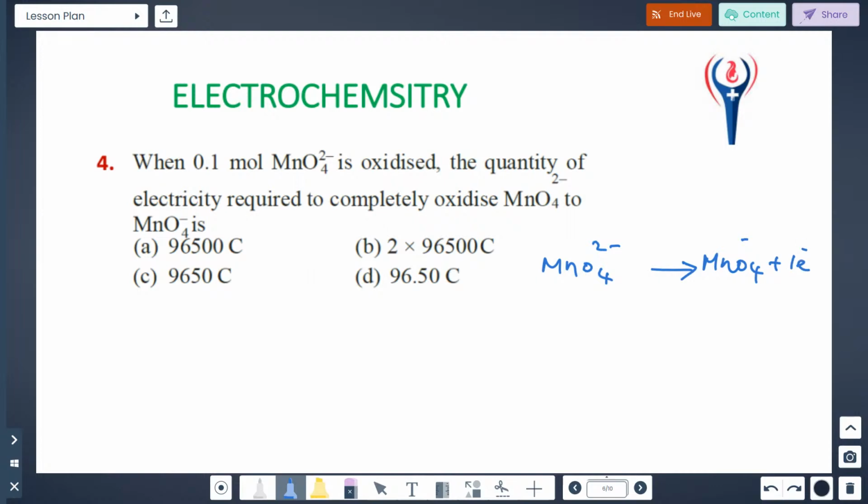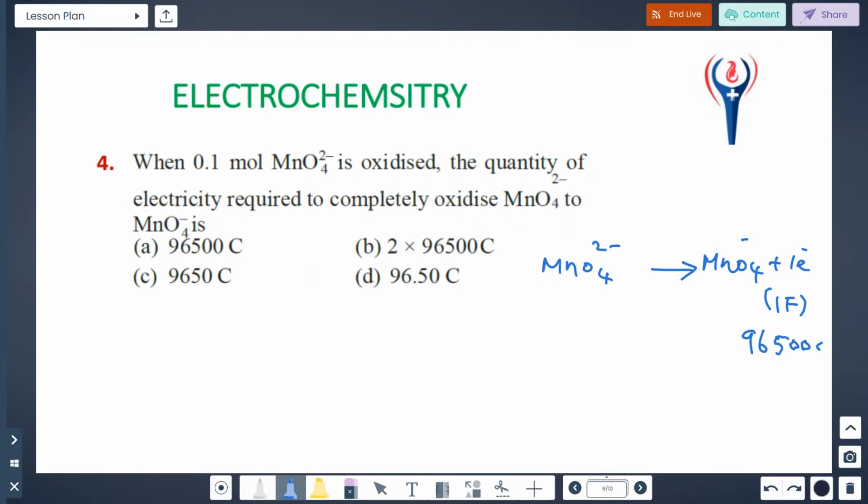So if you want to completely oxidize this into that, how many electrons do you put? You put only 1 electron. Only 1 electron means 1 Faraday is required. Understood? 1 Faraday means how many coulombs? Nearly 96,500 coulombs. So if you want to convert 1 mole of this into that, 96,500 coulombs is required.